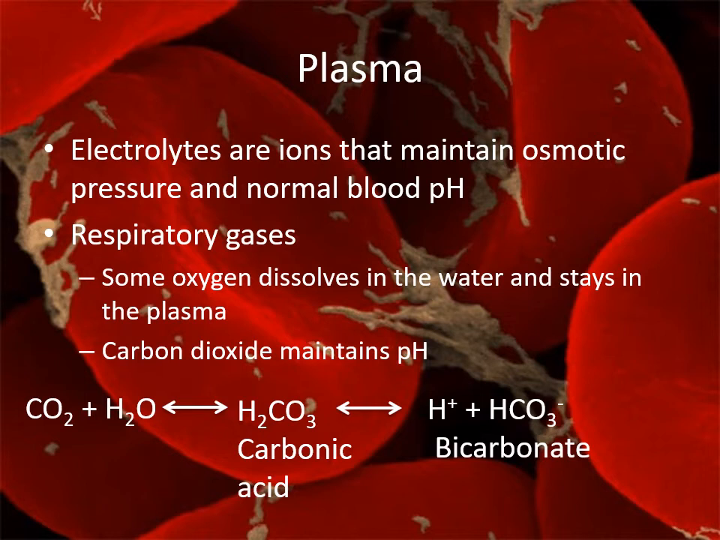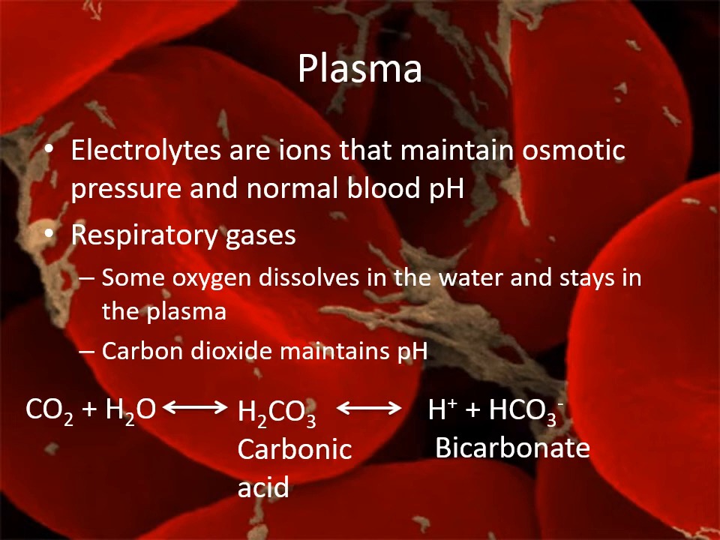Plasma will also carry respiratory gases. That includes some oxygen, but most of the oxygen is going to be transported through red blood cells. But the vast majority of carbon dioxide, which is a waste product of metabolism, so when your cells perform cellular respiration, they make carbon dioxide. That carbon dioxide gets transported by your blood to your respiratory system to be breathed out.